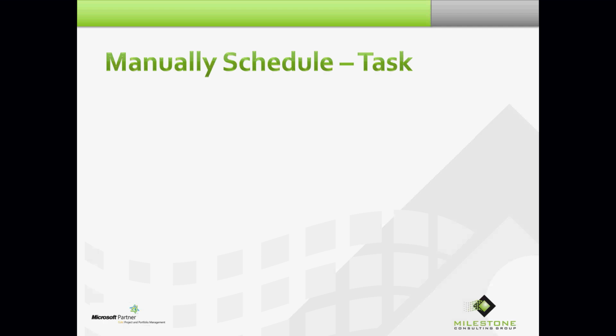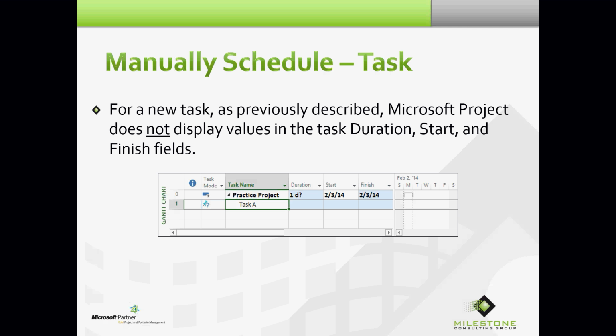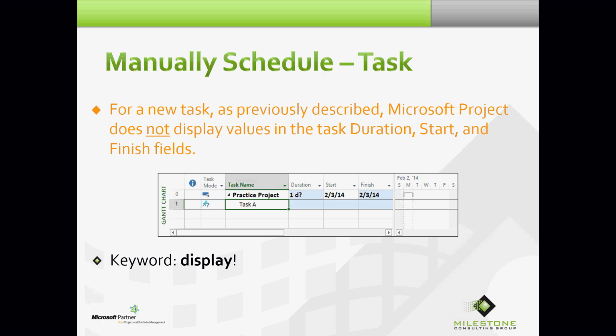Okay? Let's take a look at a manually scheduled task. Again, for a new task, as previously described, Microsoft Project does not display values in the task duration, start, and finish fields. Okay? Remember this. The keyword is display. Take a look at change highlighting. If somebody stood on the stage and said, look, finally, you key something in and nothing else changes, that's not true. There are changes taking place here. You can clearly see it through change highlighting. You just can't see the values.